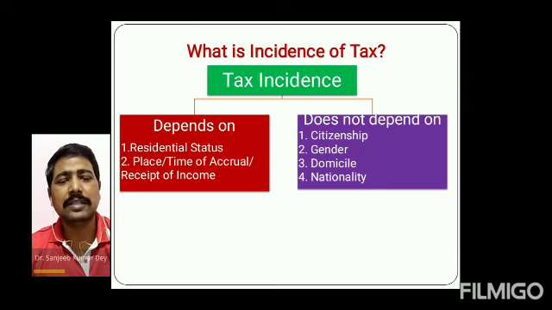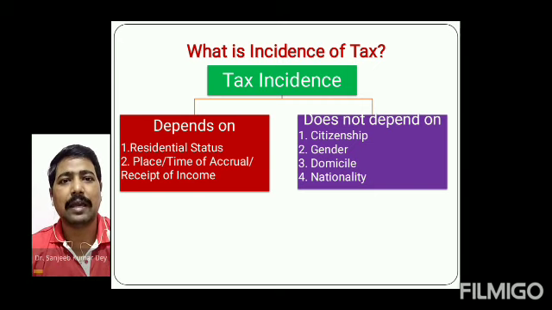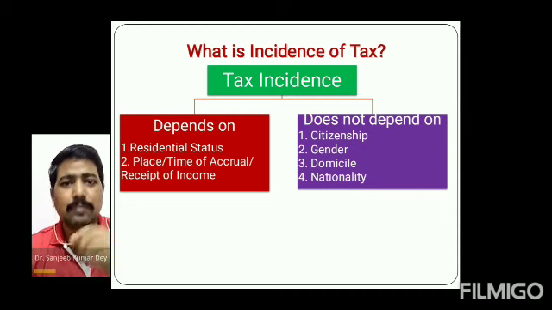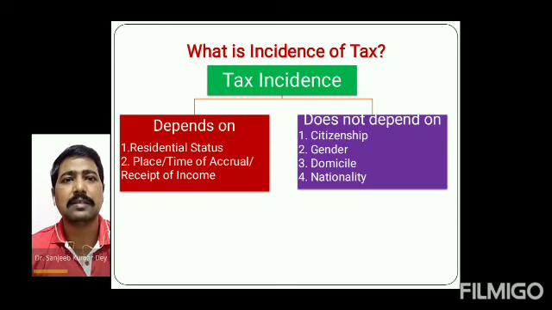Now, the incidence of tax depends on two things. One, the residential status of the assessee. Incidence of tax has a direct relationship with the residential status of an assessee. Number two, it depends on the place and time of accrual or receipt of income. Place of receipt or accrual of income, time of accrual or time of receipt of income. Incidence of tax purely depends on these two aspects.